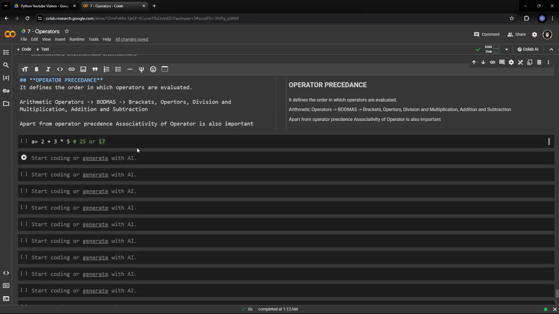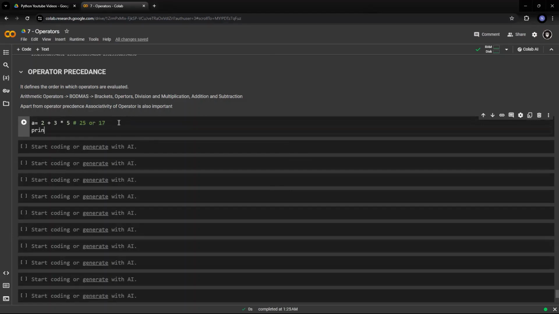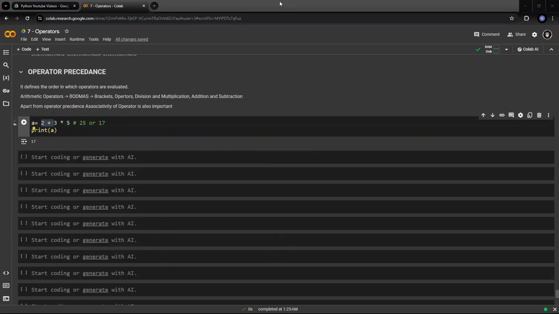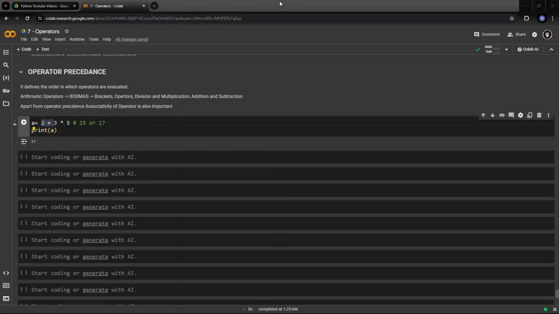So right now we have seen one example which shows that if I run this command and print A, let's see what the answer is. It should give me 17. So by operator precedence, the multiplication is carried out first and then the addition. That is the BODMAS principle for arithmetic. Now, as per operator precedence, division and multiplication are on the same precedence.